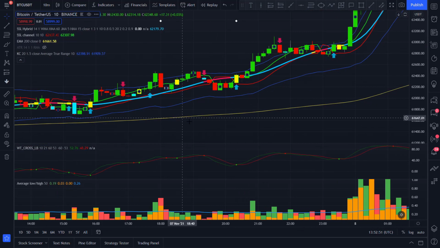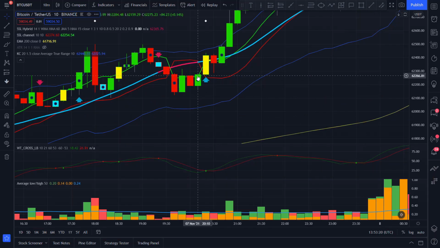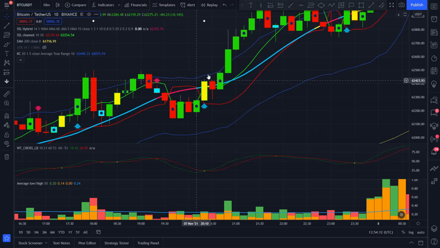For a long entry, the first thing you need to see is the second one, that you need to see an SSL channel cross up, which is this indicator. The next one is that you need to see the wave trend printing a green dot on the same candle the SSL just crossed up. As you can see, that happens right on this candle. After that, you need to see the SSL hybrid being blue between the last candle and this entry candle, which is blue. After that, our first filter is going to be the Keltner channel, so the price can't close outside the Keltner channel, and as you can see, the price closes inside it.